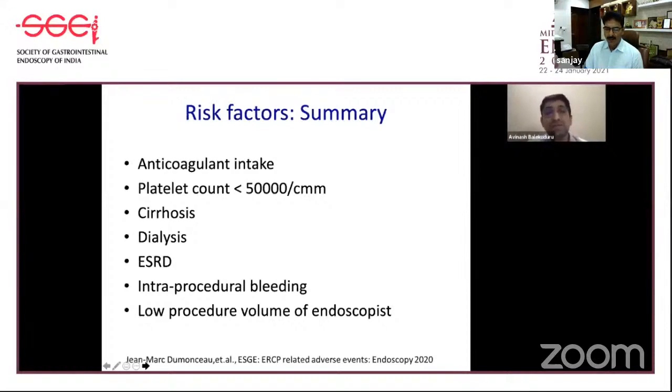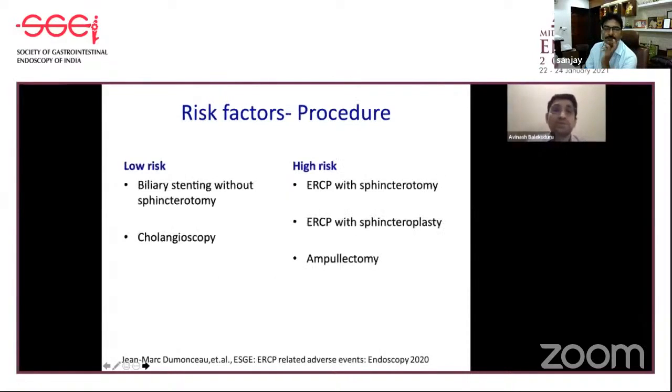During the procedure, whenever we have intra-procedural bleeding, and there is a low volume of the endoscopist, like we do ERCP once in a while, there can be a higher chance of post ERCP bleeding. Coming to the intra procedure risk factors, we again categorize them into low risk or high risk. Low risk are the ones where we stent the bile duct without doing a sphincterotomy, or we just do a cholangioscopy. So these two comprise low risk procedures.